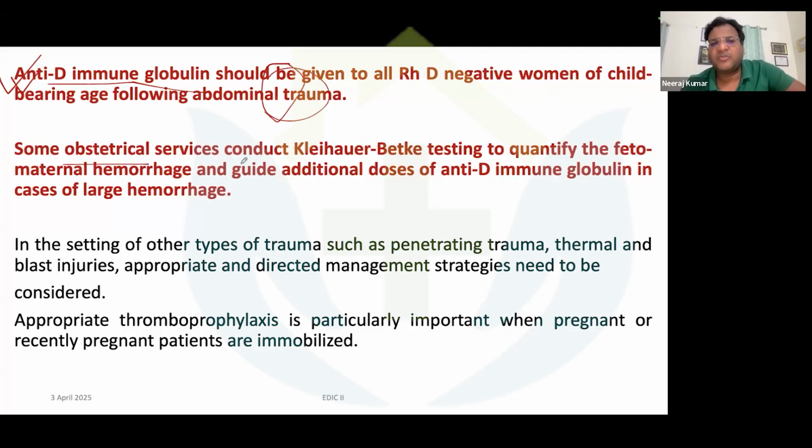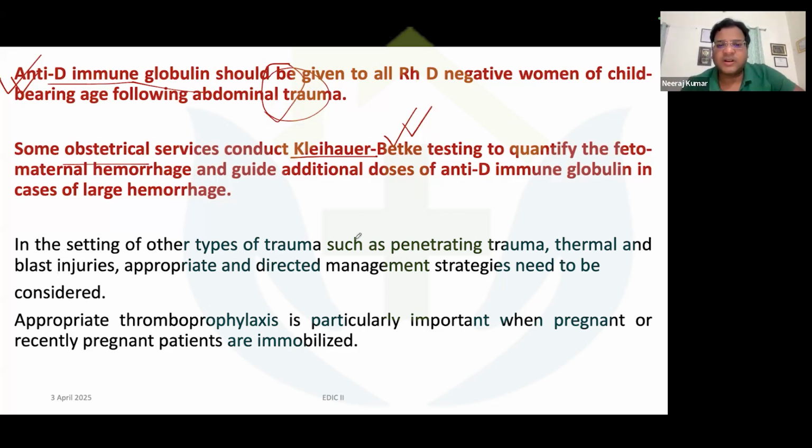Now, the second part is that some obstetrical services may conduct this KB testing to quantify the amount of feto-maternal hemorrhage, and then to guide an additional dose of anti-D immunoglobulin if needed in cases of large hemorrhage. That's why the role of Kleihauer-Betke testing is very, very important, because it is helpful in quantifying the amount of fetal maternal hemorrhage that has happened, and then deciding whether the next dose of anti-D immunoglobulin is required or not. So this is again an important MCQ that may be asked in your exam: how this Kleihauer-Betke test is going to add to your diagnosis.